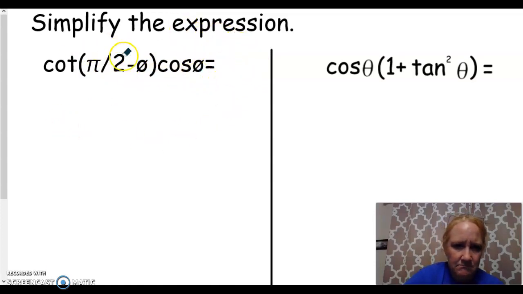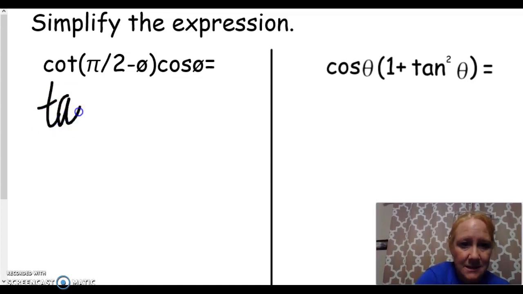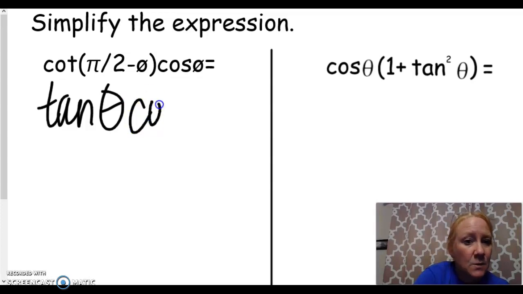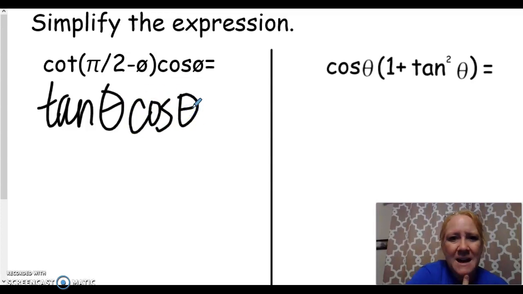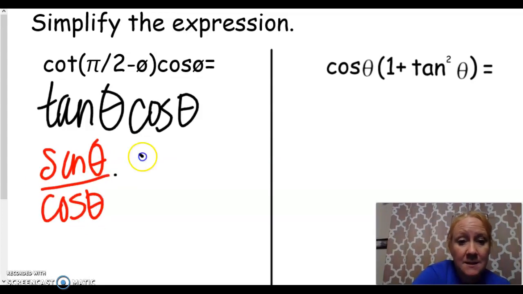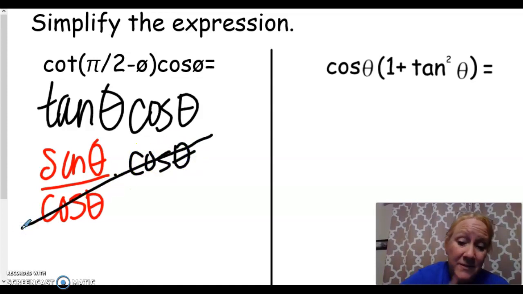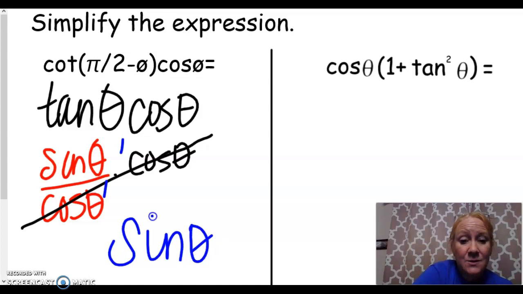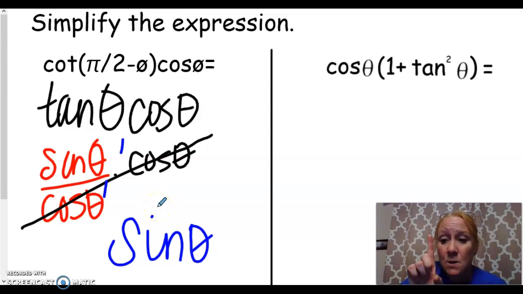Okay, so simplify the expression. Well, cotangent of pi over 2 minus theta, that's the same as tangent. So tangent of theta times cosine of theta. Well, I want to get it to just one word. So tangent and cosine, what would cancel? Well, I know that tangent is sine theta over cosine theta times cosine theta. What happens? Those simplify to 1. So like 1 over 1. So really I get sine theta. So we're going to try to take whatever we have and simplify it into one word.